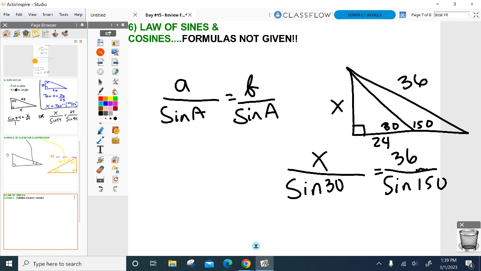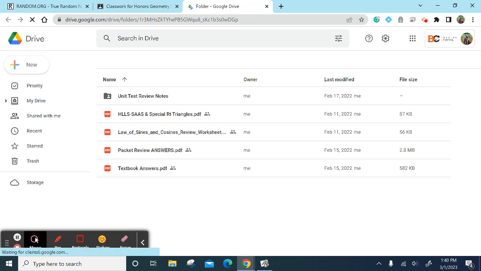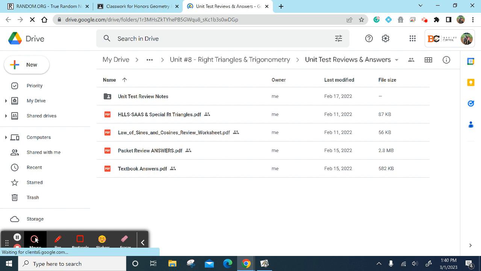All right, I hope we get after it today. Just to let everybody know, up on Classroom, it says unit test reviews and answers. If anybody still wants practice with SAS, or your special right triangles, or law of sines and cosines, there's extra problems on there. You do not have to go to Classroom to find the answers. The answers are in the back of your packet. That's why your packets are so much bigger nowadays, because we put the answer keys in the back now.